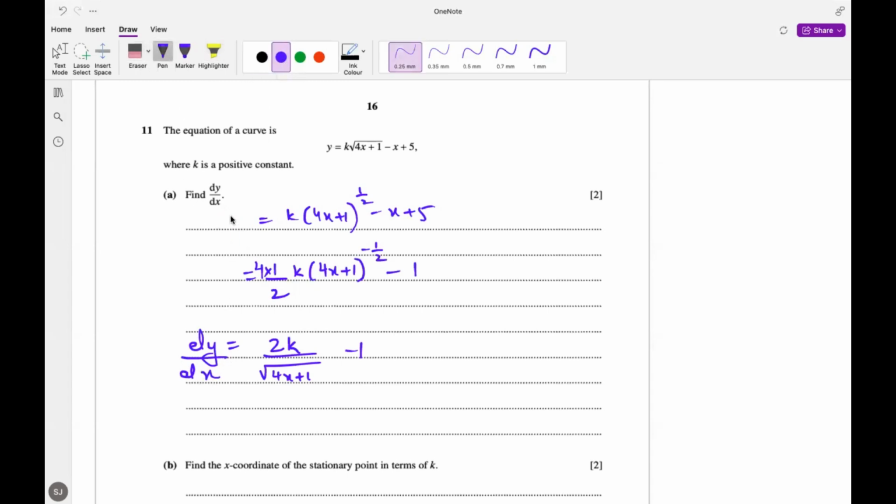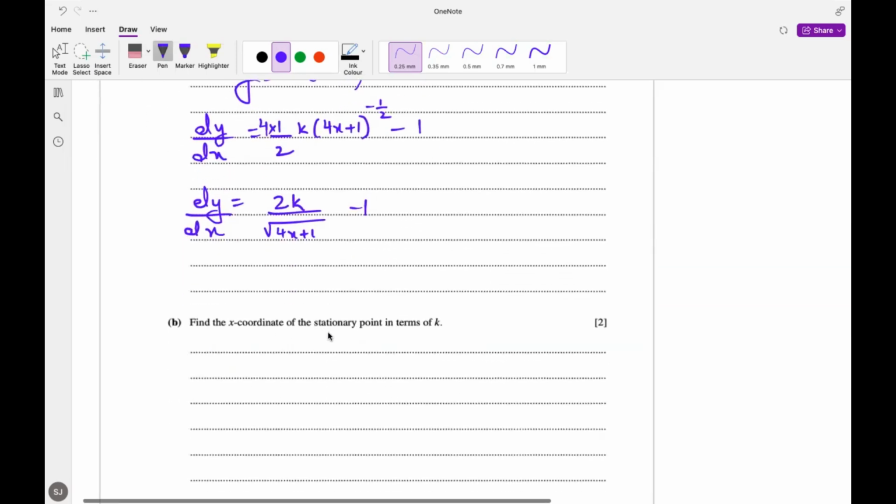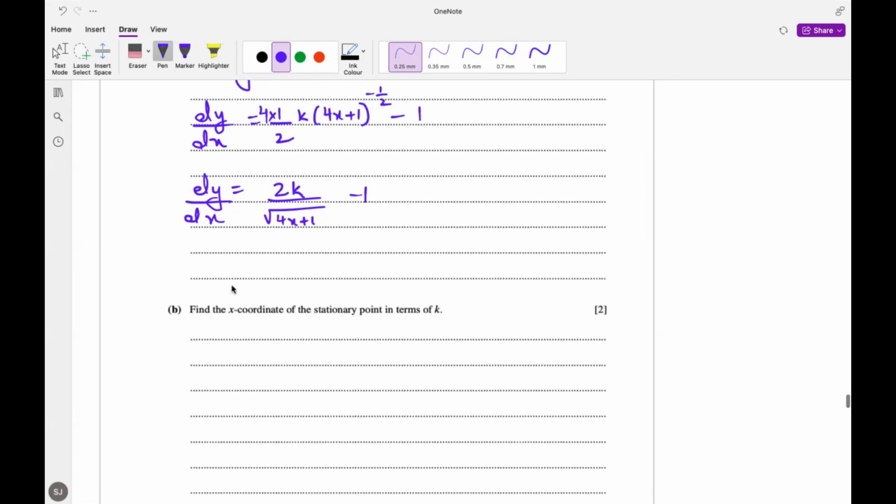So dy/dx will be 2k upon square root of 4x plus 1 minus 1. We have to find the x coordinate of the stationary point in terms of k. Now the stationary point means that dy/dx will be equal to 0. So we'll write it as 0 equals 2k upon square root of 4x plus 1 minus 1.